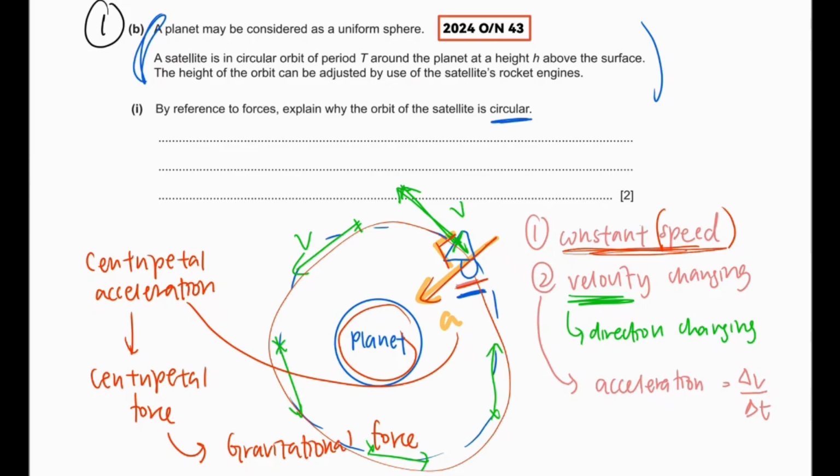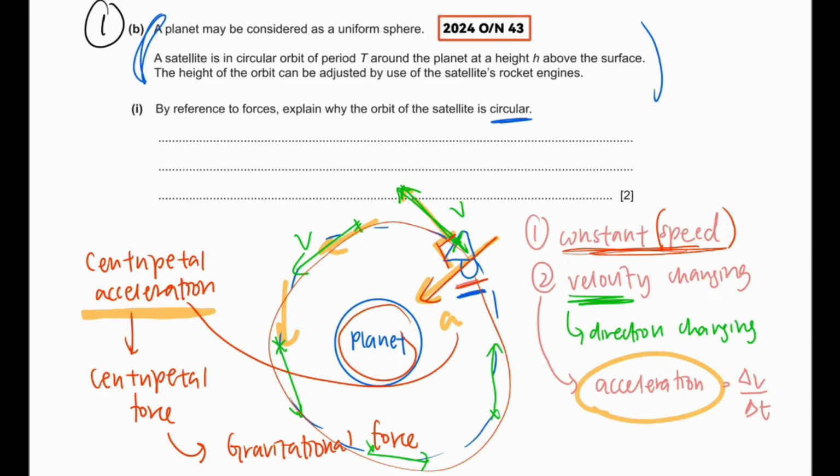First thing I say, constant speed. Okay, nice, constant speed. Next thing, velocity is changing. Why? Because the direction of motion is changing. And since the direction of motion is changing, velocity changes. When this velocity changes, there's acceleration. And when there's acceleration, there must be a force. And in this case, to be specific, the acceleration is centripetal acceleration.